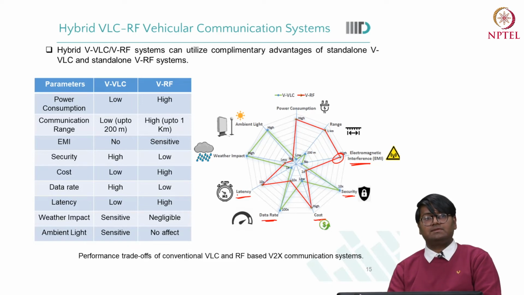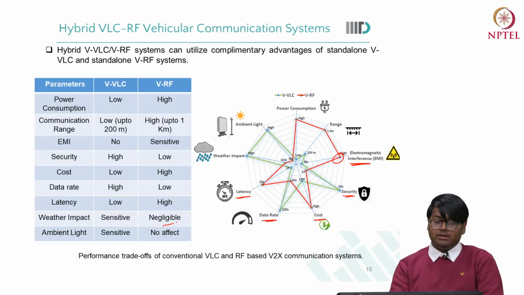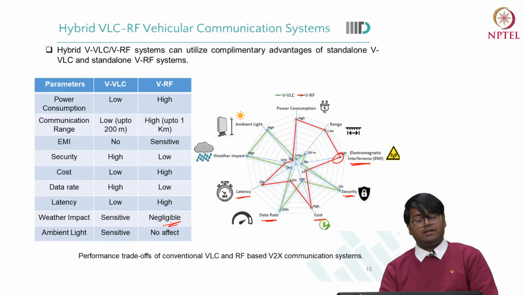As we have seen in the previous slides, there is a significant impact of weather conditions on the performance of vehicular VLC. So, vehicular VLC is more sensitive to weather conditions, and there is a very negligible impact of weather on vehicular radio frequency communication. When it comes to the impact of solar radiation or solar irradiance on the performance of VLC, vehicular VLC is more sensitive to ambient light sources. However, there is no effect of ambient light on the performance of vehicular radio frequency.